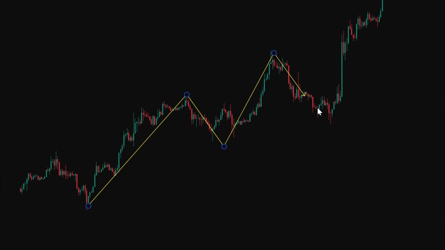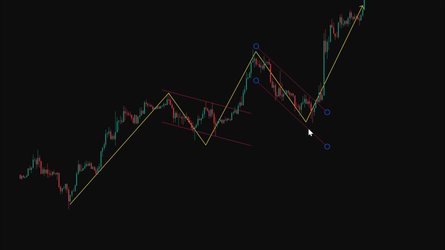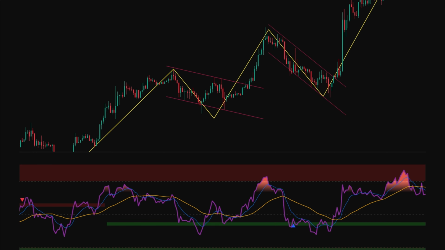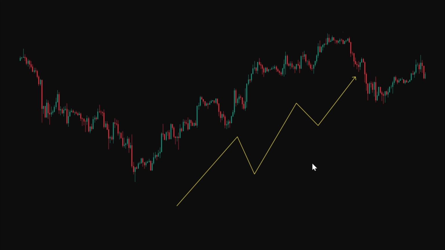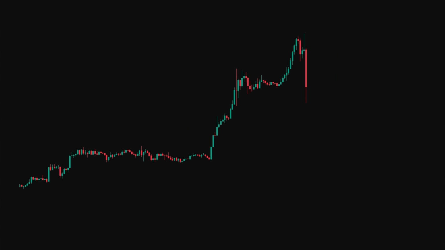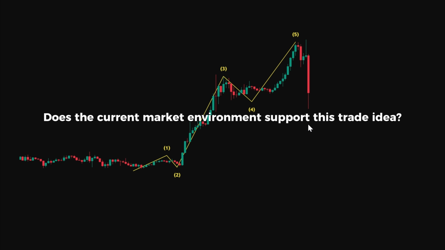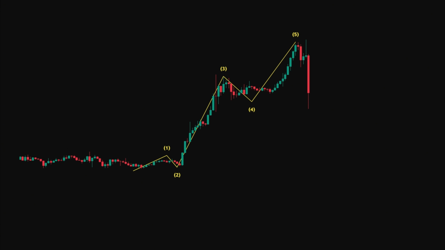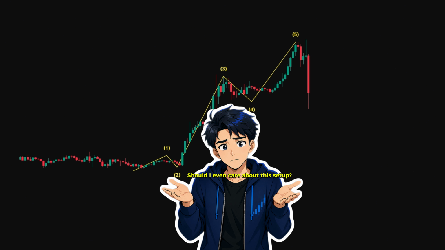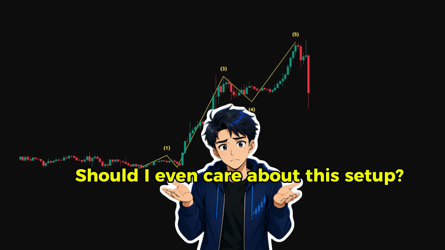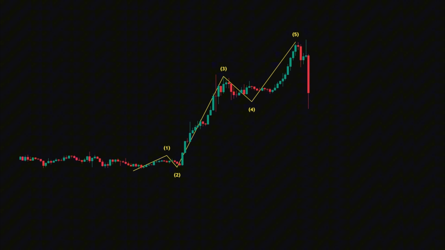Market structure can help you read context. RSI can help you read momentum. Dow theory can help you identify the trend. Elliott wave can help you understand where the market may be in a larger move. But no matter what tool you use, the question is the same. Does the current market environment support this trade idea? Context does not give me the exact entry, but it tells me one important thing. Should I even care about this setup? If the answer is no, I do not need to force the trade.